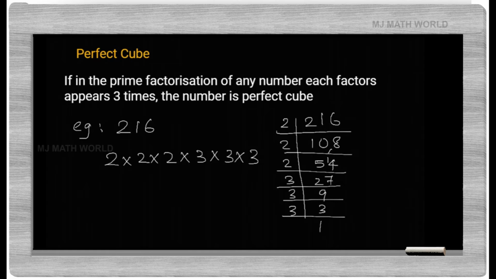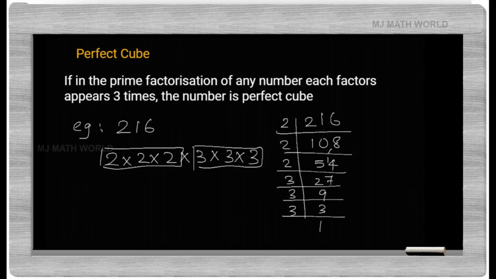We will make groups of 3. Each group contains the same numbers. This is the first group and this one is the second group. Each group contains the same numbers. That means each factor appears 3 times. So it is a perfect cube.